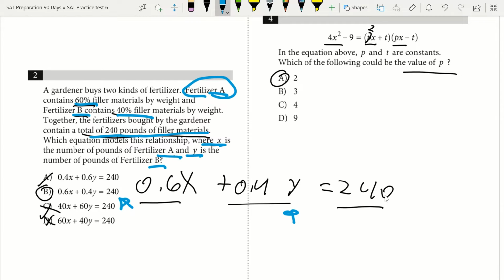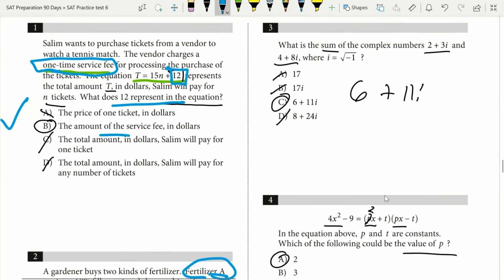I check 3. My mouse isn't working. Let me just fix my mouse. All right, there we go. Okay, now I can go check 3.